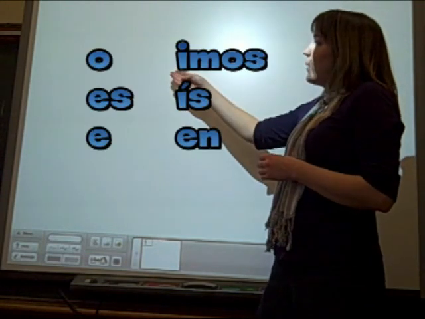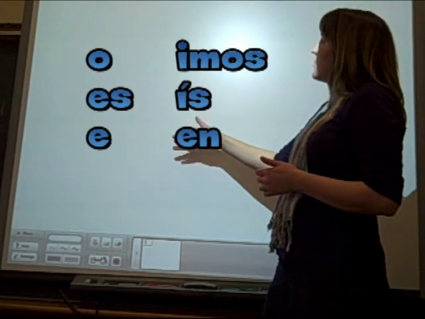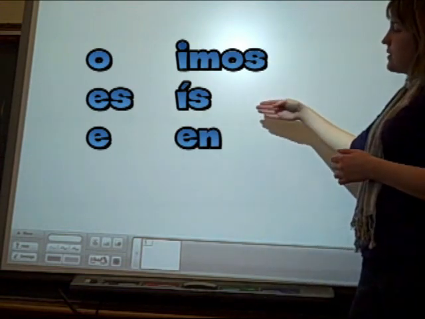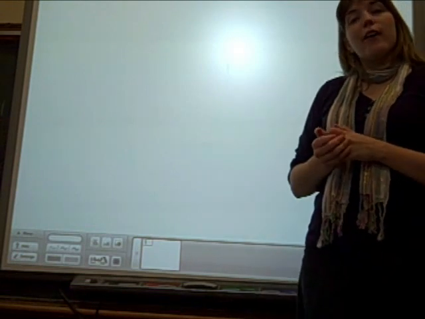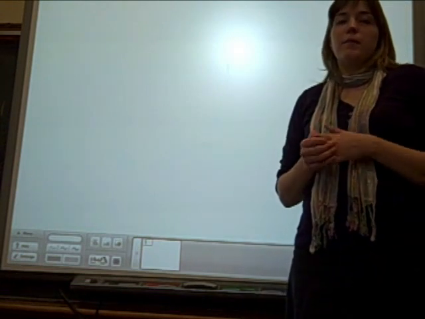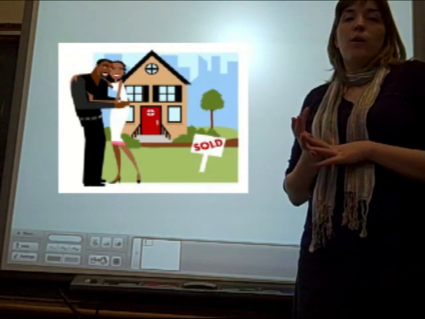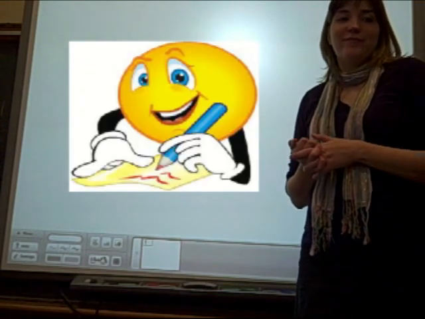And the IR verb endings are o, es, e, imos, ís, and en, as I'm sure you'll remember. Regular IR verbs in Spanish are verbs like vivir, to live, or escribir, to write.